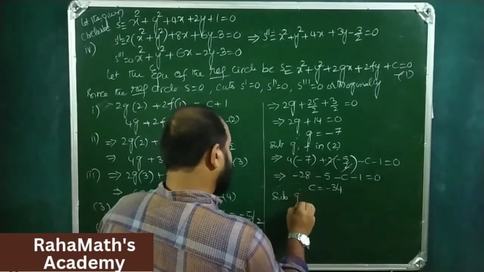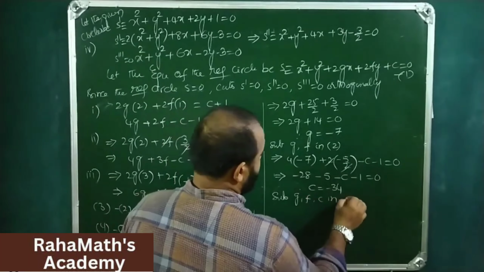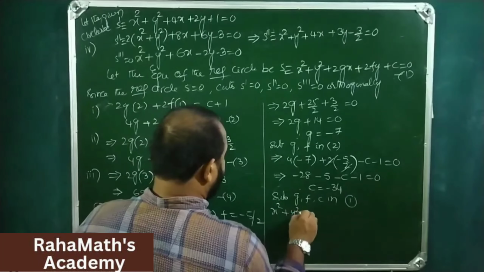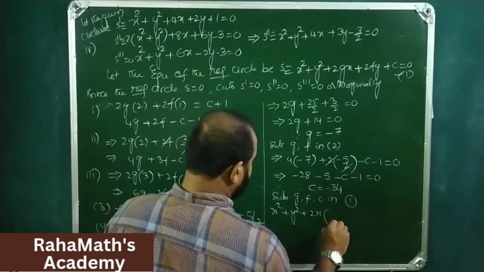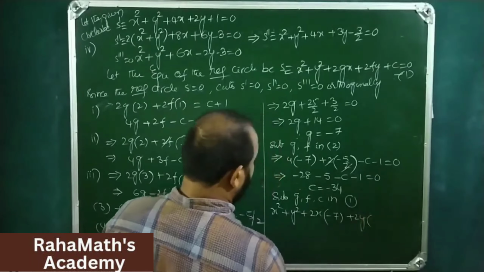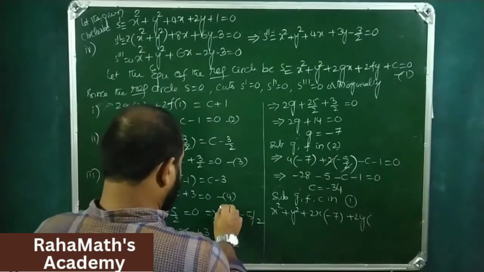Substituting g, f, c in the first equation. So, x square plus y square plus 2gx, 2x into g value, which is minus 7, plus 2fy, 2y into the value of f, which is minus 5 by 2.